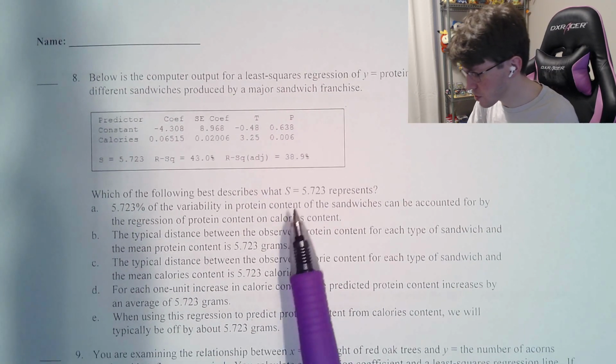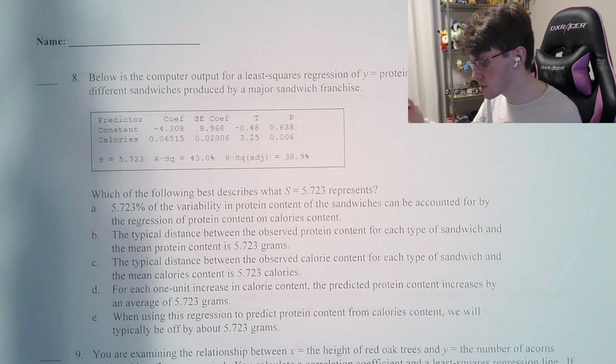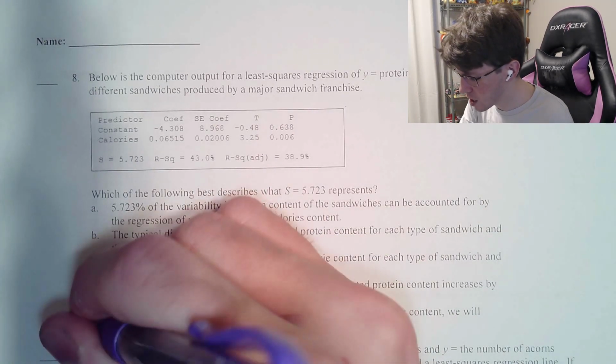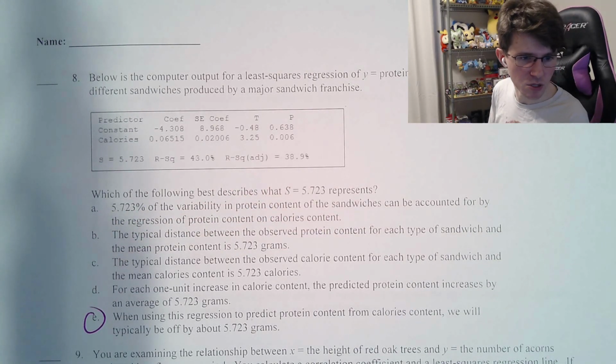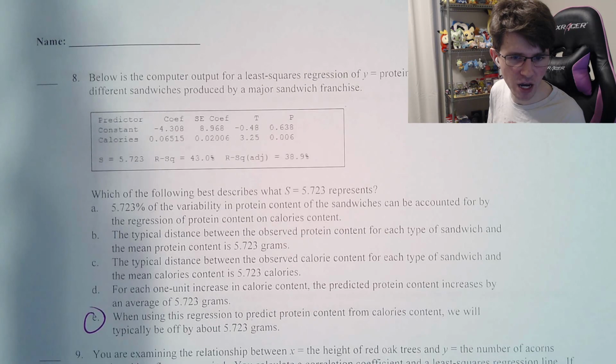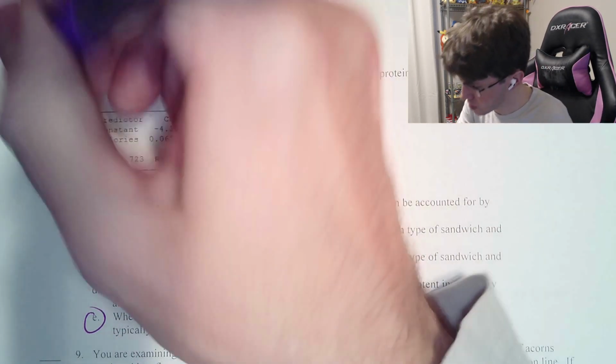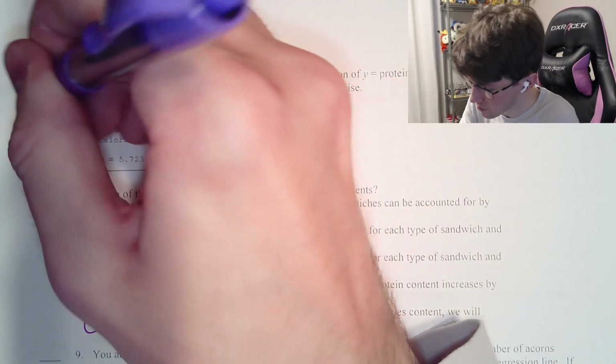We just talked about this one earlier, what S was. S is the standard deviation of the residuals. It's how far off you are usually, and that's going to be letter E here at the bottom. When using this regression equation to predict the protein content from the calories, we will typically be off by that much. Yeah, we're done. That's our letter E there. That was a fast, easy one.